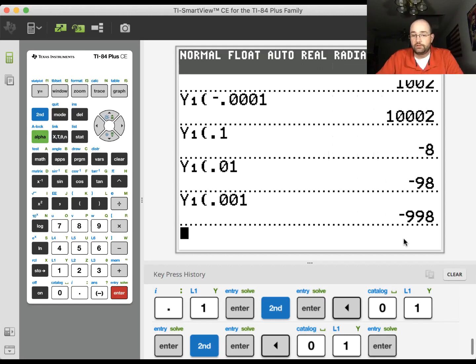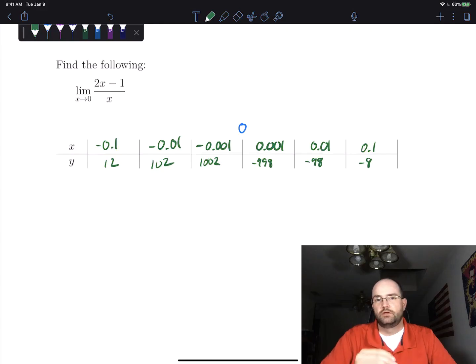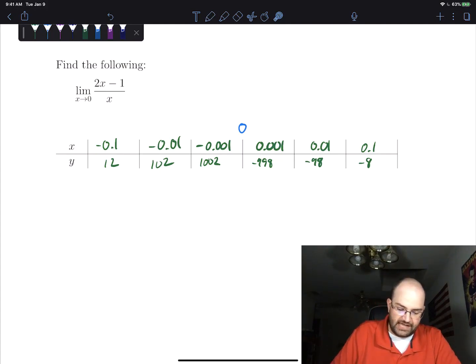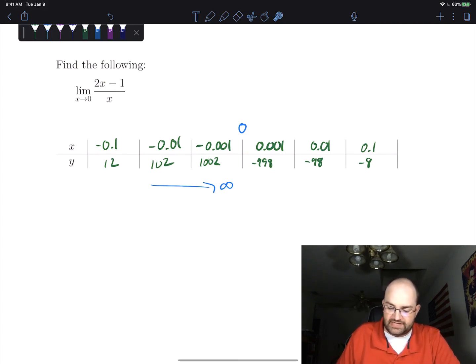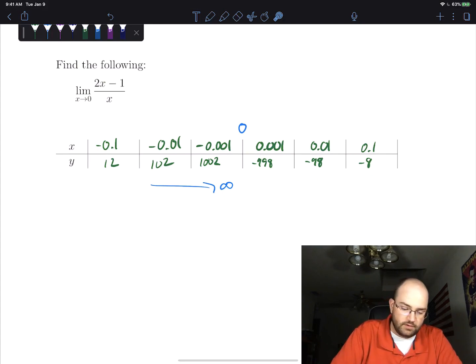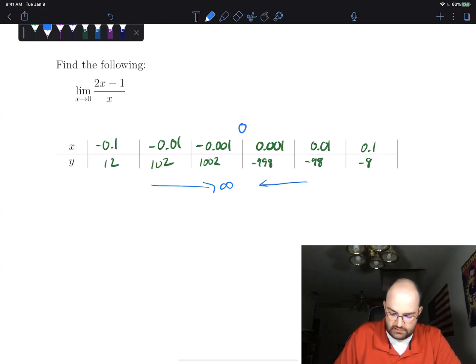Alrighty. Well, I believe that's it for the calculator. I'm going to go ahead and see you back at the notes. Okay, welcome back to the notes. Here, we see that as x gets closer to 0 from the left-hand side, we're getting larger and larger. So this is going to go up towards infinity. And as x gets closer and closer to 0 from the right-hand side, this is getting smaller and smaller, going down towards negative infinity.